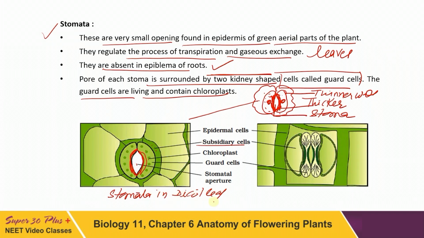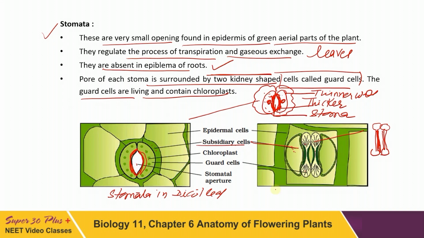In the case of a monocot leaf, the structure is a little different. Here you are seeing the guard cells. These guard cells are dumbbell shaped, like this. This is one guard cell and this is the other. Here this wall is thicker. So these are the guard cells, and near these guard cells are the subsidiary cells. You are seeing that these are also modified.